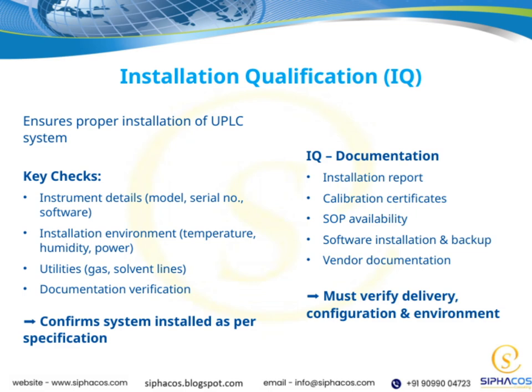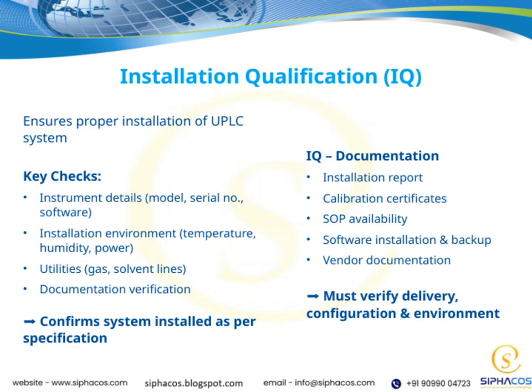The core of this step is the installation qualification, or IQ, which confirms that the UPLC system has been installed properly. When we perform IQ, we check several key points. First, we verify the instrument details, such as the model number, serial number, and the software version. These details ensure we're working with the correct equipment and that it's properly configured.